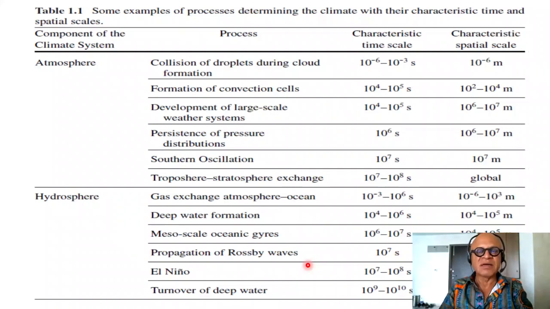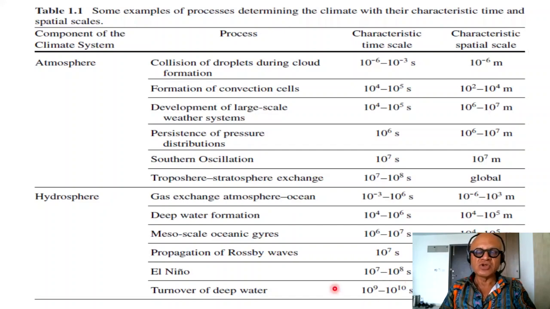We will see an example in the jet stream of how Rossby waves occur at the time scale of 10 to the 7 seconds and the spatial scale of 10 to the 7 meters. El Nino Southern Oscillation is closely related: 10 to the 7 to 10 to the 8 seconds, 10 to the 7 meters.